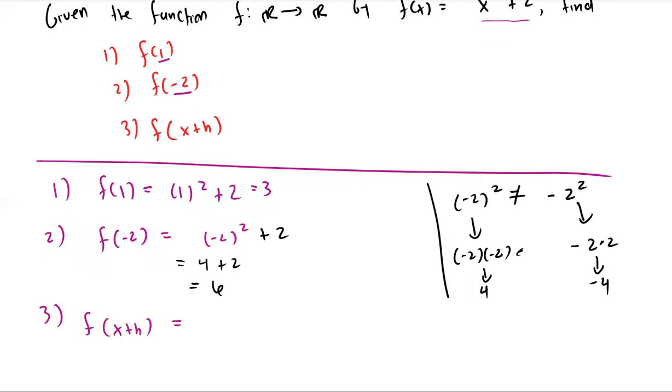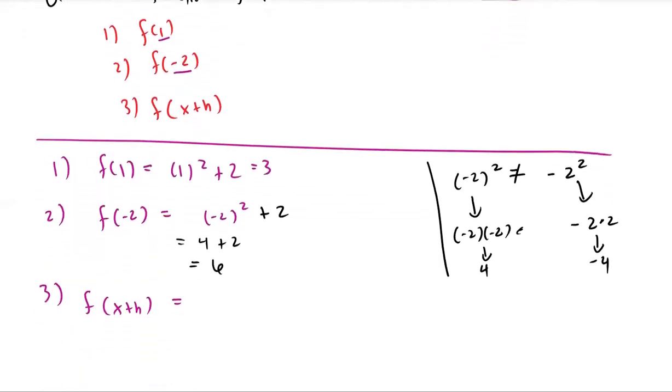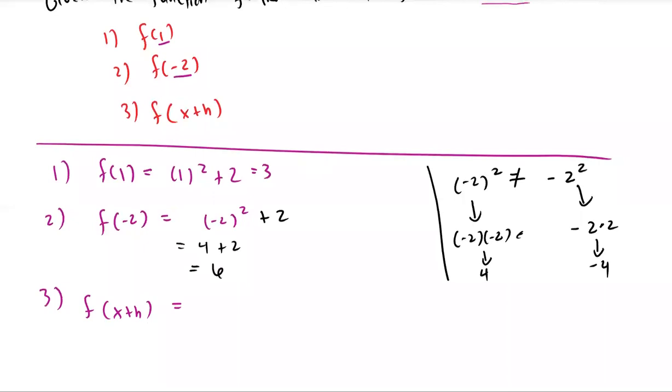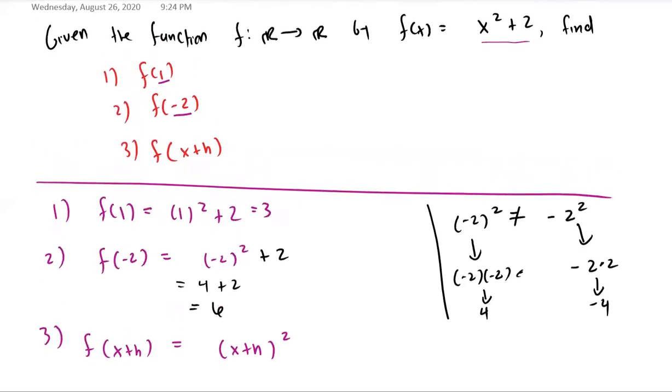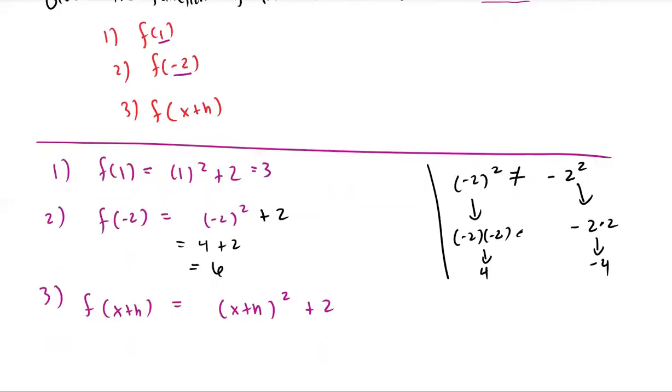So let's look at the function. I have x squared plus 2. Okay, I see an x. So I replace that x with x plus h, and I'm squaring that. And this is similar to what we were talking about in the previous part, right? You want to make sure that you square the whole quantity. Just as you squared negative 2, not just the 2, right? You want to square all of x plus h. And then plus 2. Now you could leave it here.